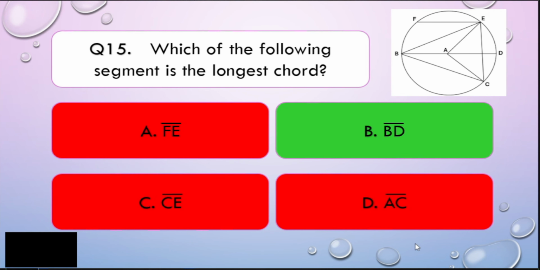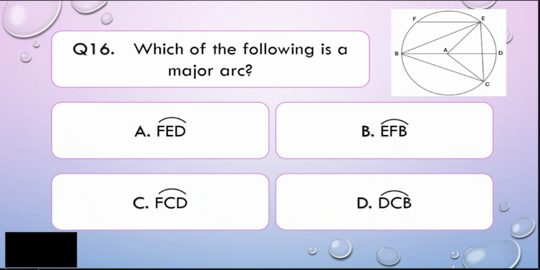Now let us go to question number 16. Which of the following is a major arc? Is it A, arc FED, B, arc EFB, C, arc FCD, or D, arc DCB? I'll give you 5 seconds to think about your answer.